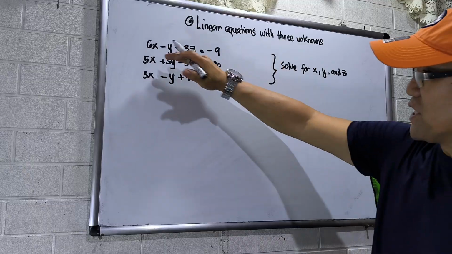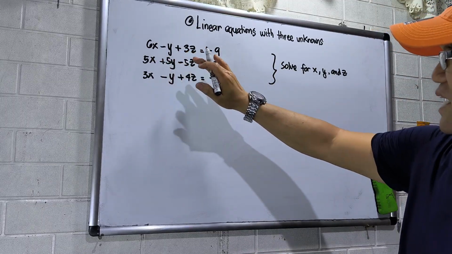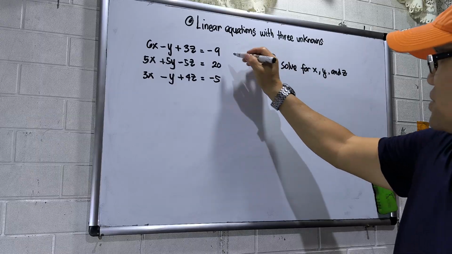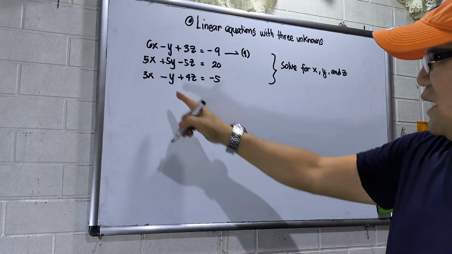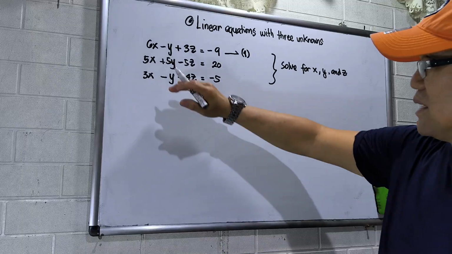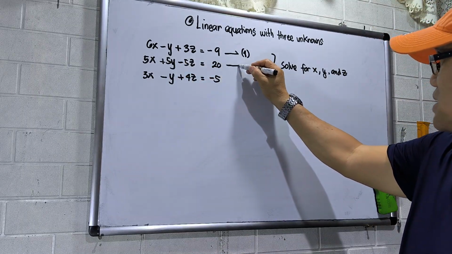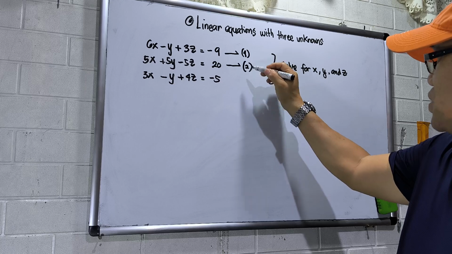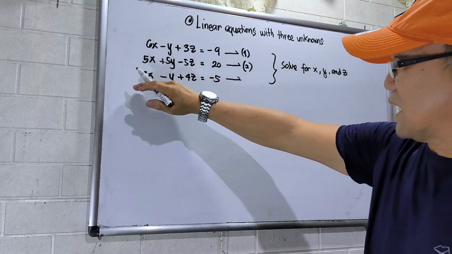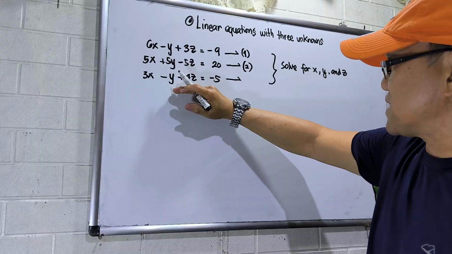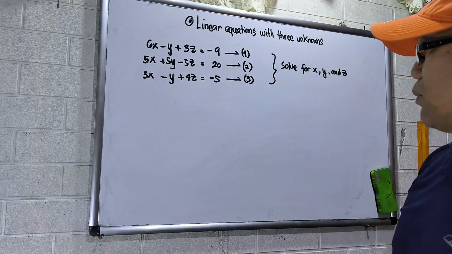So the first equation is 6x minus y plus 3z equals negative 9. This is my equation 1. Then the second equation is 5x plus 5y minus 5z equals 20. This is my second equation. And then the third equation is 3x minus y plus 4z equals negative 5. So this is the third equation.